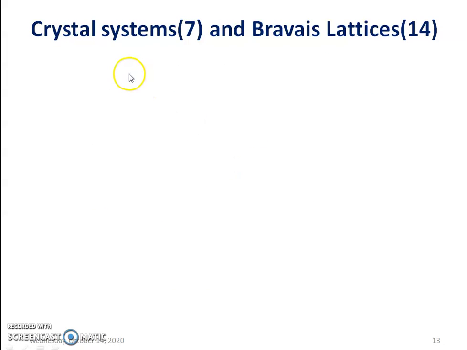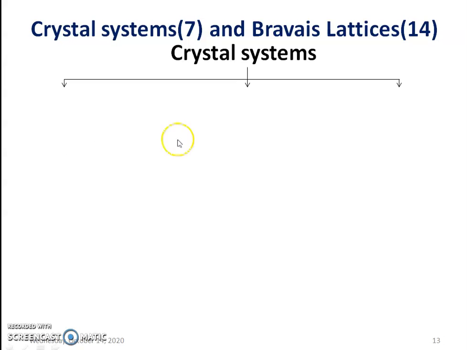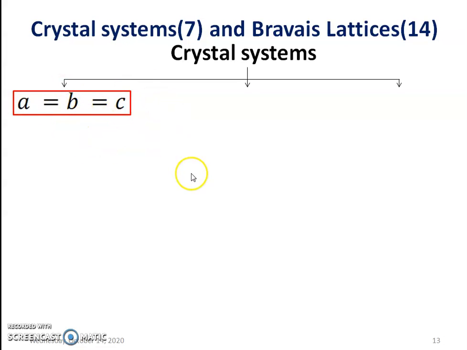Now the next point, that is the crystal system and Bravais lattices. There are 7 crystal systems and 14 Bravais lattices. On the basis of lattice parameters, different solids may have three possible arrangements. First of all, crystal systems are classified into three different arrangements, like the arrangement where all the edges are the same, that is A is equal to B is equal to C. This is one type of arrangement.